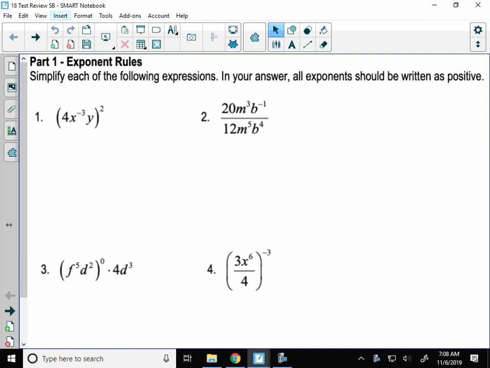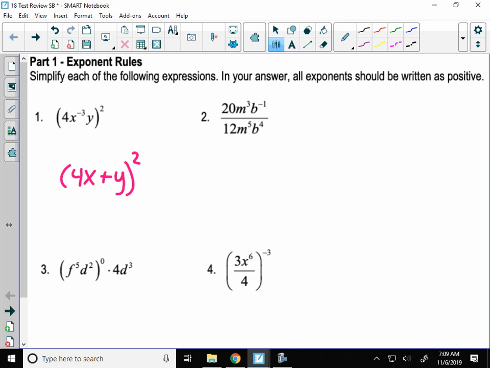I like to think of this when I have a whole quantity inside the parentheses. Notice there's no addition or subtraction going on. And I have an exponent on the outside, so I can distribute that exponent. Now, let me make something clear. If this was 4x plus y squared, I would not be allowed to do this rule because there's a plus sign yelling at me, not letting me distribute that square.